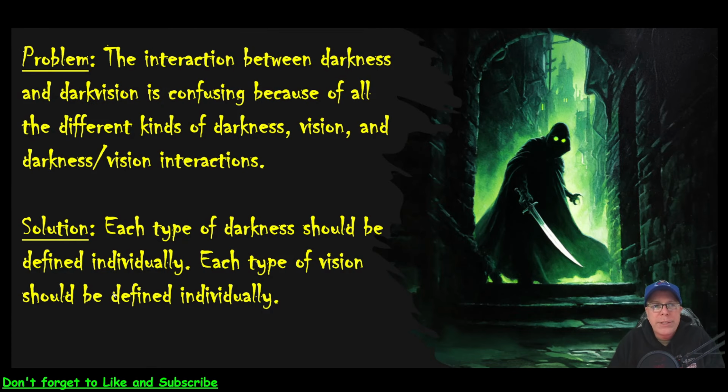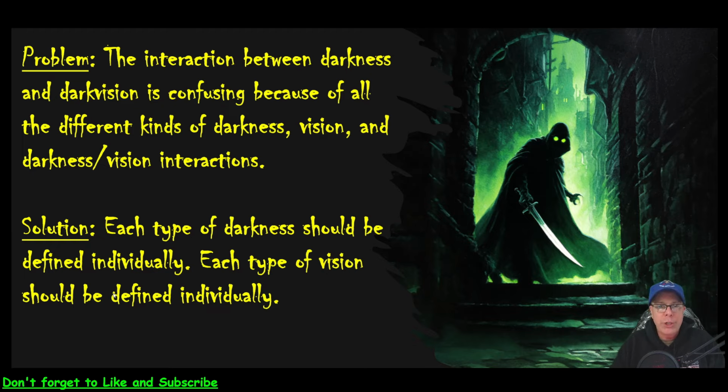All right, so this is the problem. The interaction between darkness and dark vision is confusing because of all the different kinds of darkness and vision, and the interactions between them. There's actually different kinds of darkness, or there's darkness that has different effects. There are a lot of different kinds of vision, and there are many different interactions between these two. And they are very confusing.